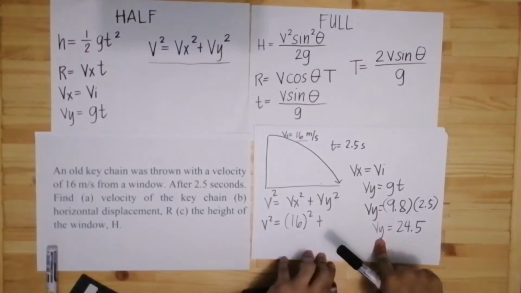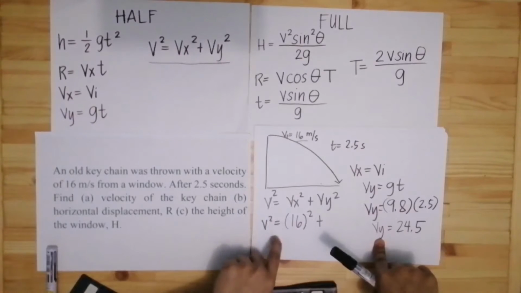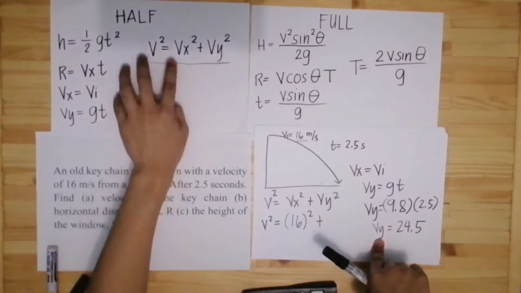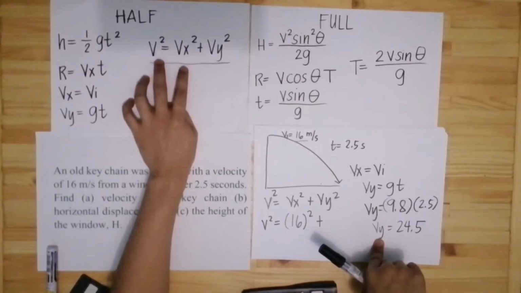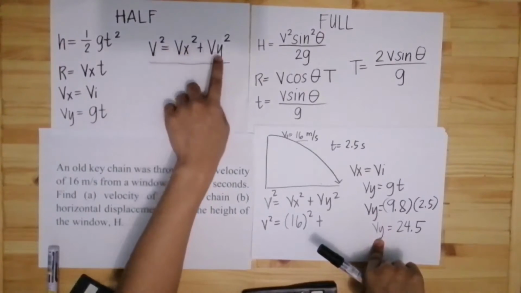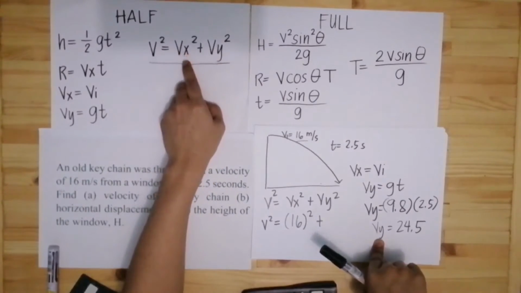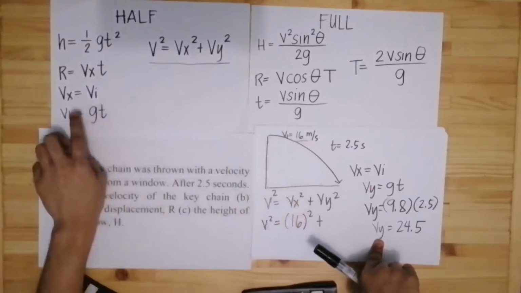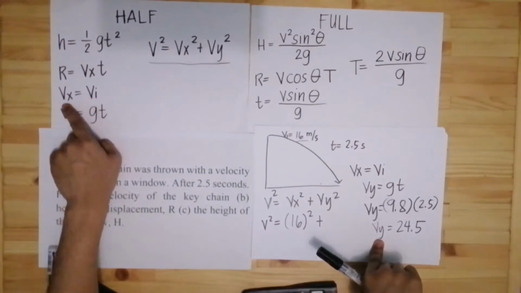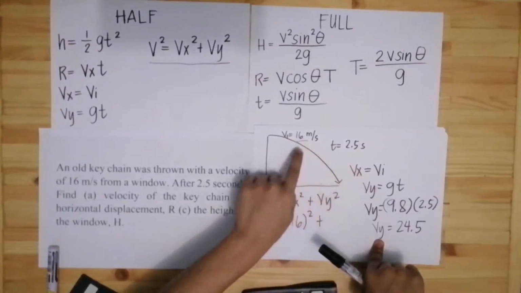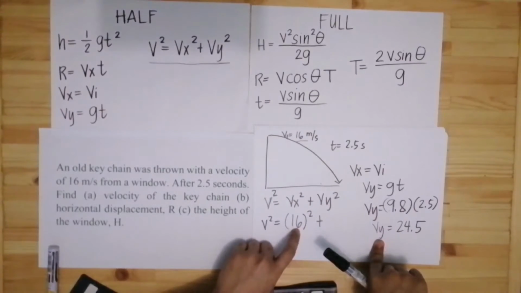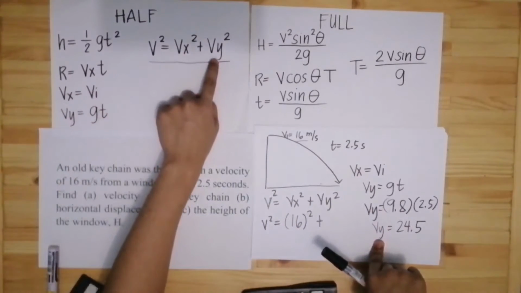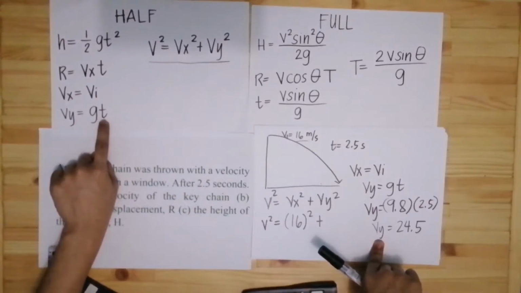So siya yung Vy. Bakit natin kinuha yung Vy? Kasi to get the velocity that we're looking for, gagamit tayo ng formula na to. This formula requires Vx and Vy. So yung Vx natin, since may given initial velocity, at nakalagay dito, initial velocity is equal to Vx, so yun na rin yung Vx natin, which is 16. Kaya nilagay ko na 16 squared.